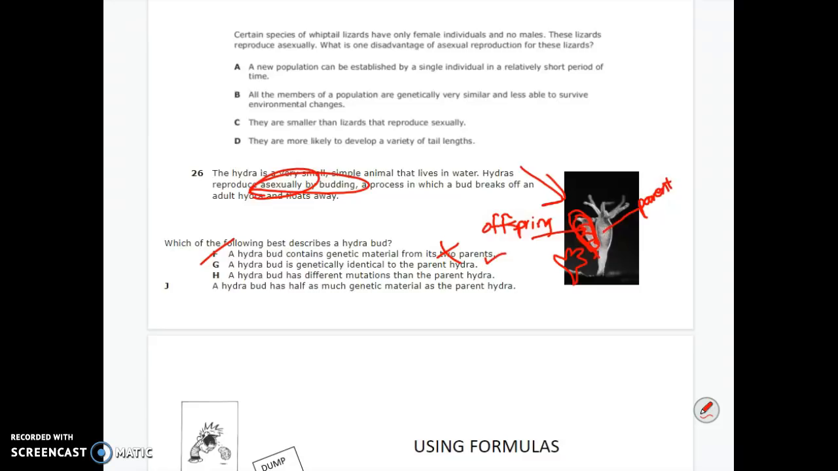We like this one. It's identical, 100% of the DNA. A hydrobud has different mutations than the hydra parent. Again, no, it's identical. And the last one, a hydrobud has half as much genetic material as the parent hydra. Nope, it has 100%. So all of these are wrong. G is your correct answer.